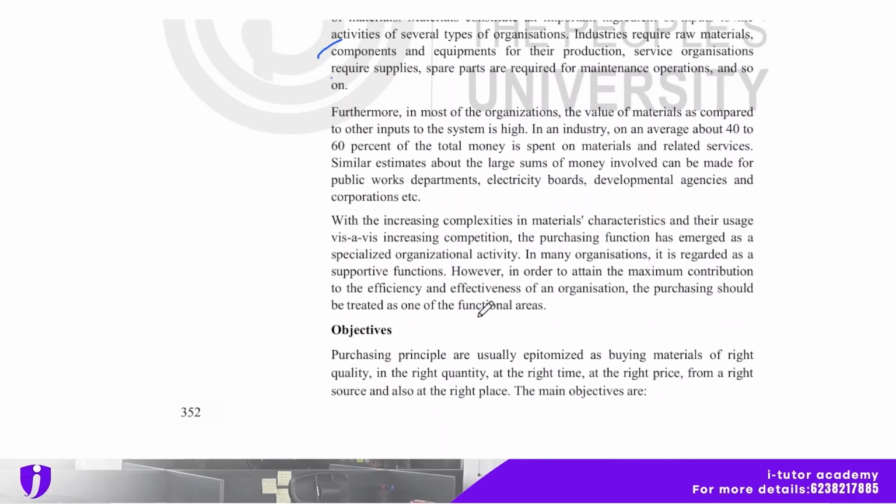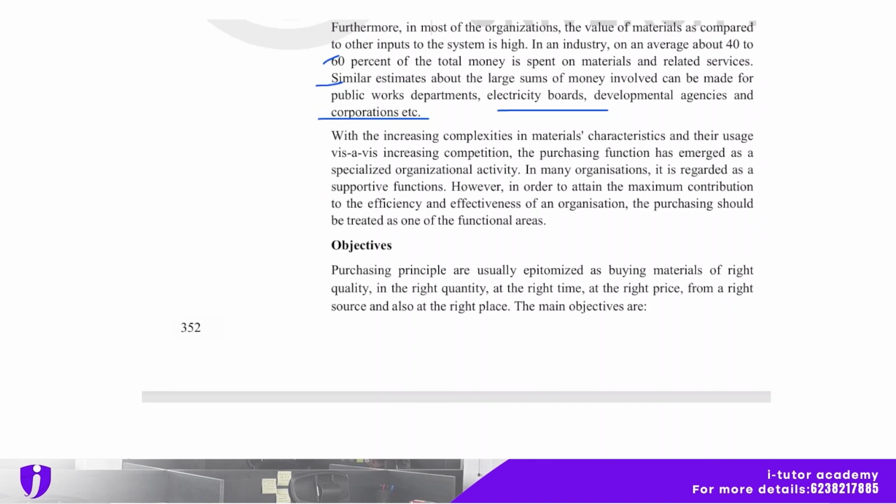And furthermore, in most organizations, the value of materials as compared to other inputs to the system is high. In an industry, on an average, about 40 to 60% of the total money is spent on materials and related services. A similar estimate about the large sum of money involved can be made for public works departments, electricity boards, developmental agencies, and corporations, etc. And with the increasing complexities in materials, characteristics, and their usage, and increasing competition, the purchasing function has emerged as a specialized organizational activity.